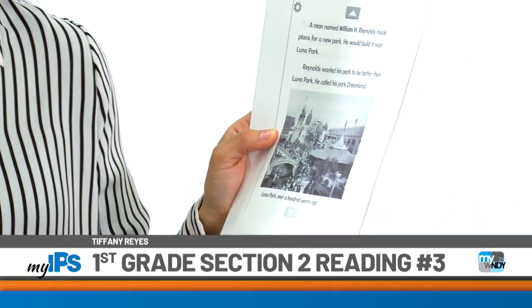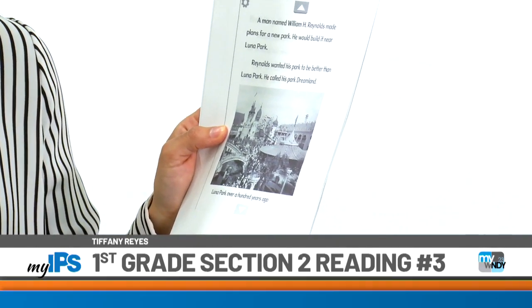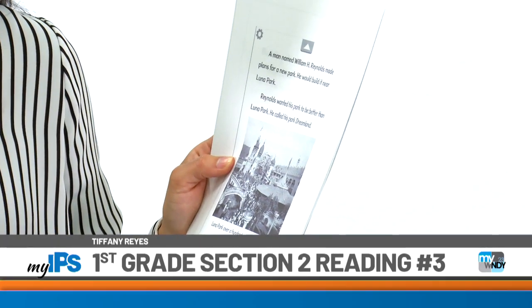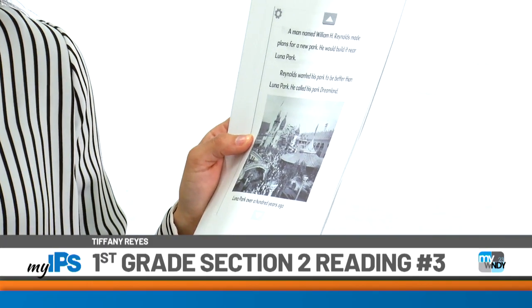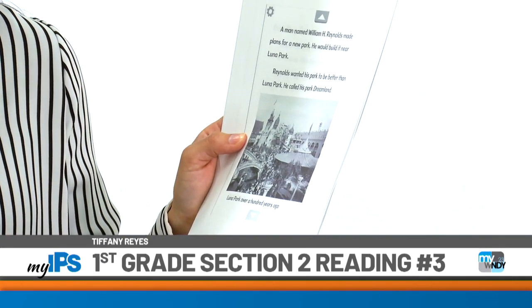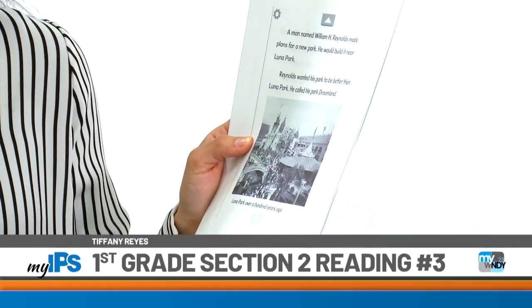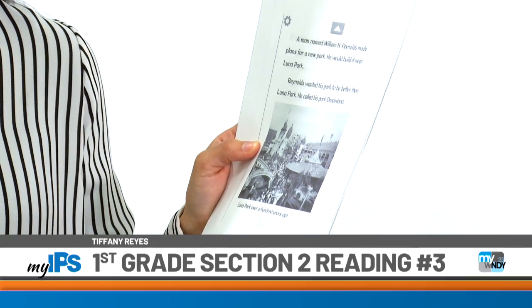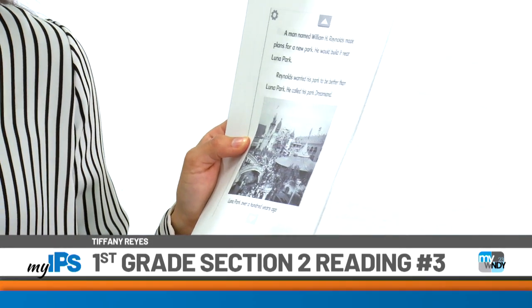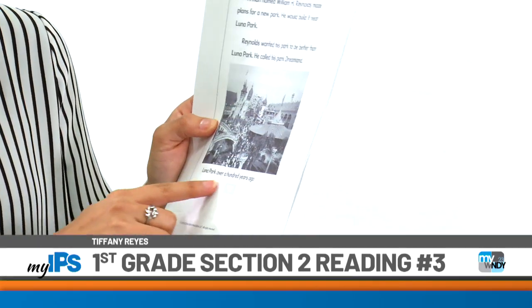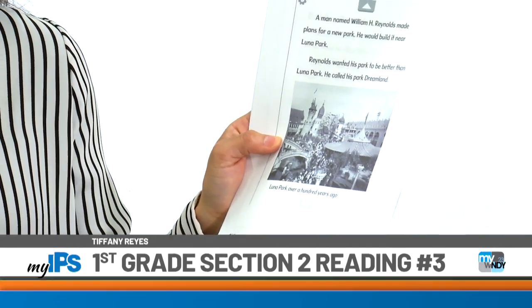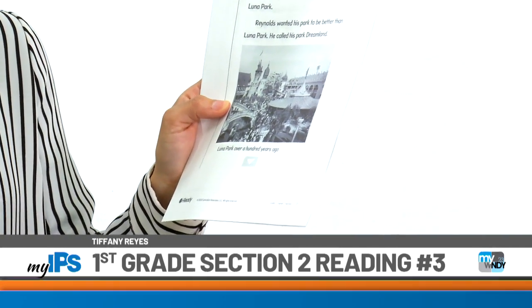A man named William H. Reynolds made plans for a new park. He would build it near Luna Park. Reynolds wanted his park to be better than Luna Park. He called his park Dreamland. This is a picture of Luna Park over 100 years ago. It looks fun.